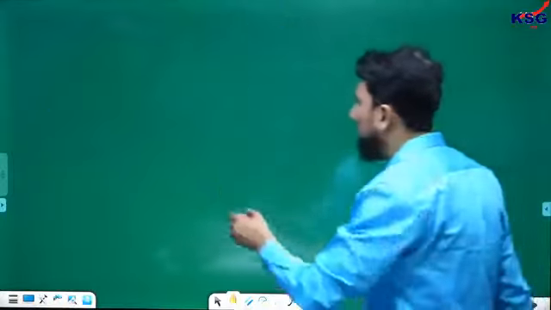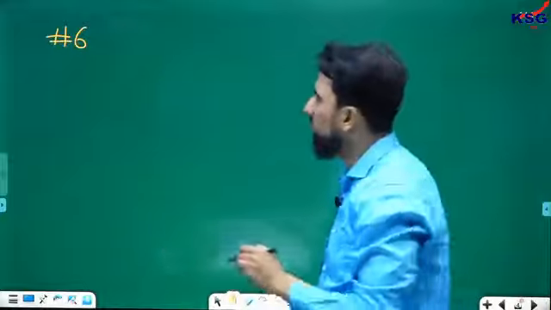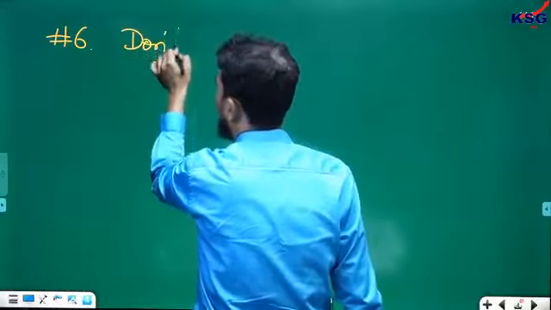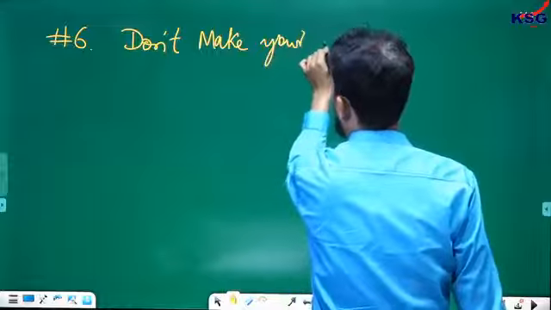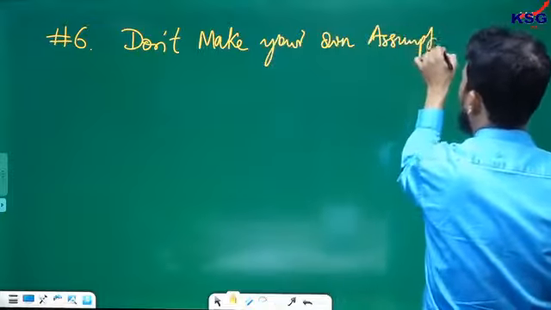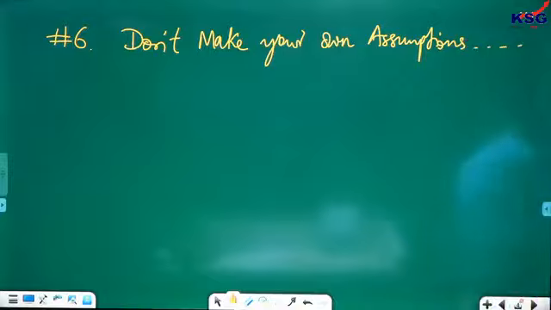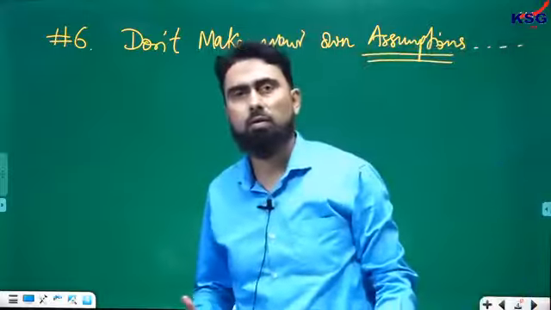Now next point number 6 is, again related to your habit, and the point is very important, that you should not make your own assumptions, or anything of this nature. Like, you should not have any prejudices, any assumptions, any presuppositions from your side. So don't make your own assumptions, because there will be no end then.